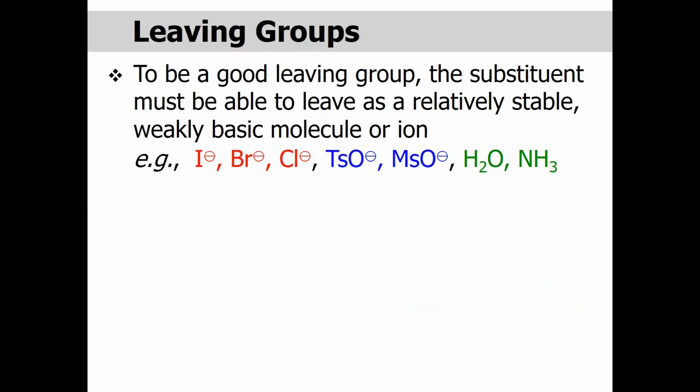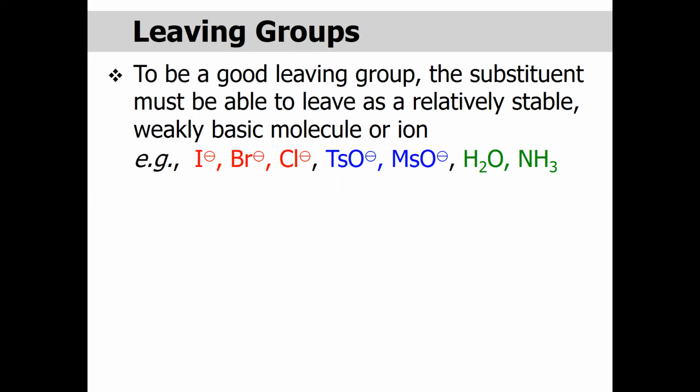There is also the nature of the leaving group. To be a good leaving group, the substituent must be able to leave as a relatively stable or weakly basic molecule or ion. Generally, small molecules or small charged species are not good leaving groups. For example, hydroxide ion is not a good leaving group. Methoxide ion is not a good leaving group. Fluoride ion is not a good leaving group because they are very small and their charge is concentrated. They are strong nucleophiles. That's why they are not good leaving groups.